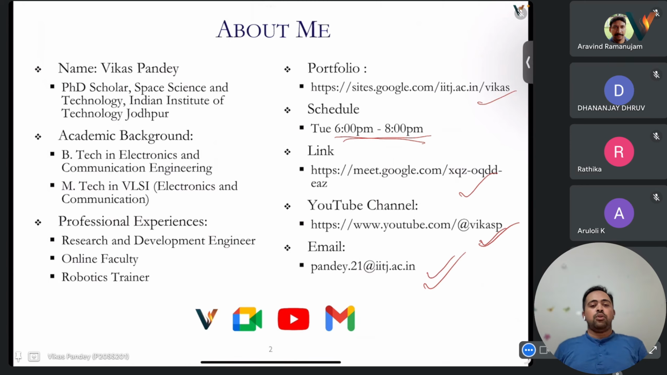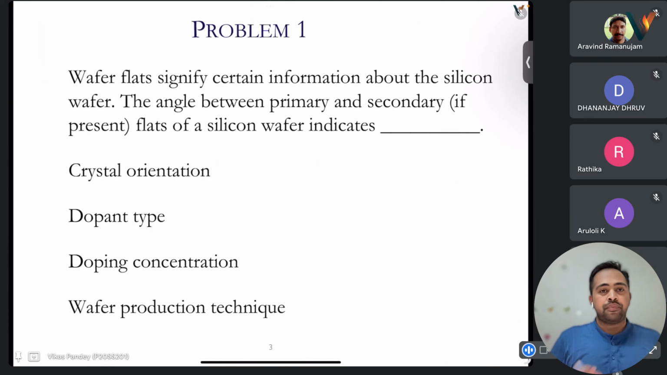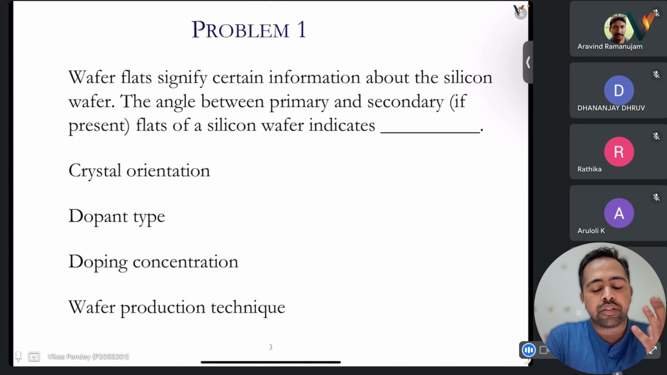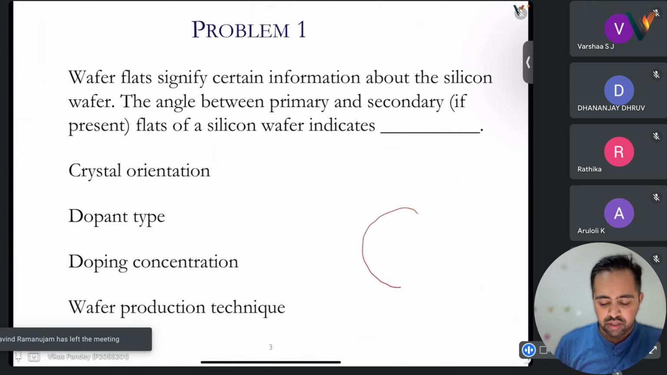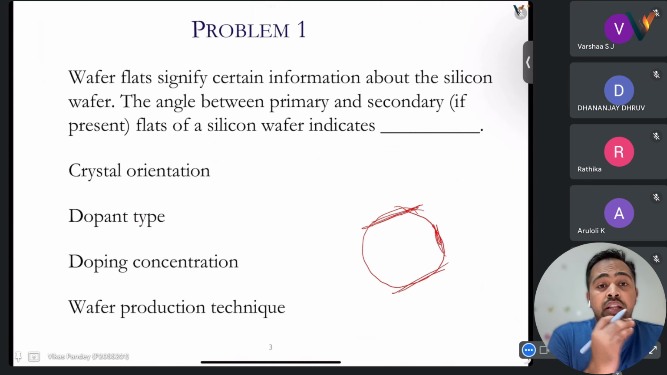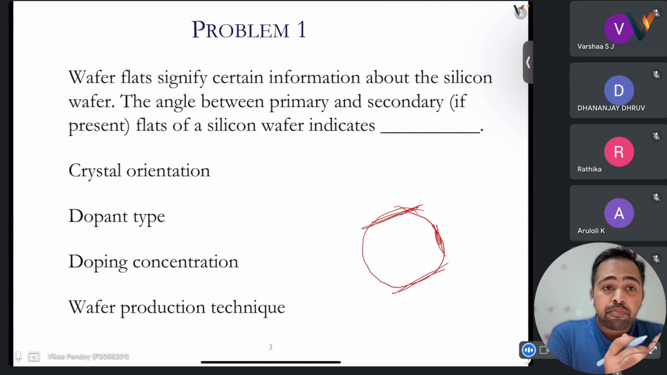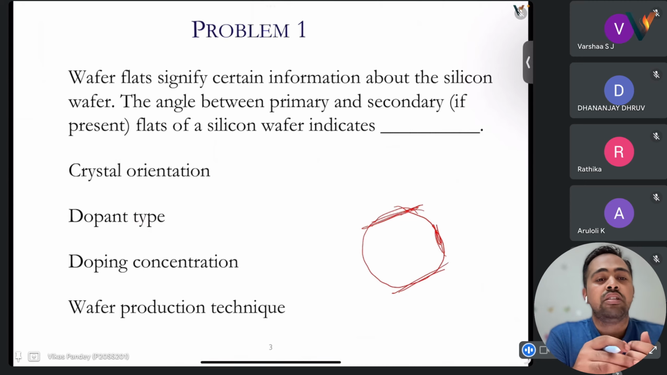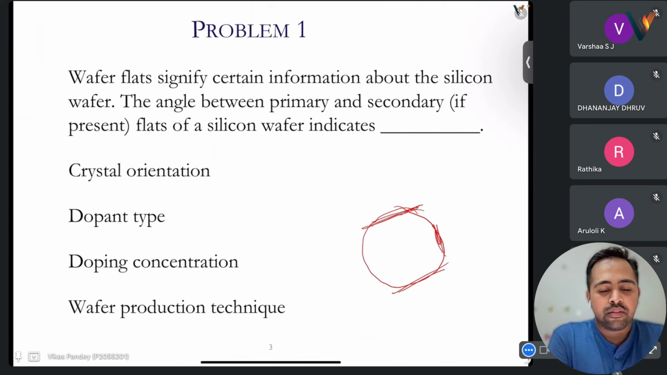Okay. So let's come to problem one. That is wafer flats. Remember in the previous class also, we saw that if it is a wafer, it will have some flats like cut marks, some with 45 degrees or 90 degrees cuts. The angle between primary and secondary cut, if present, flats of a silicon wafer indicates which of the following: crystal orientation, dopant type, doping concentration, or wafer production technique. Anyone?